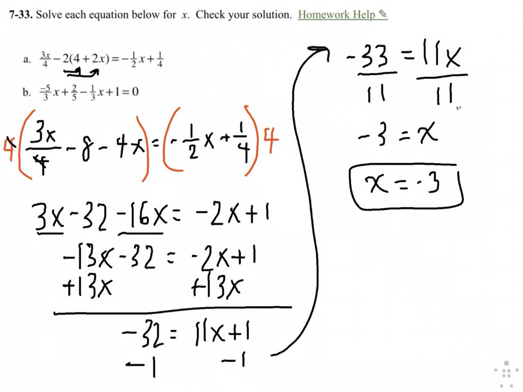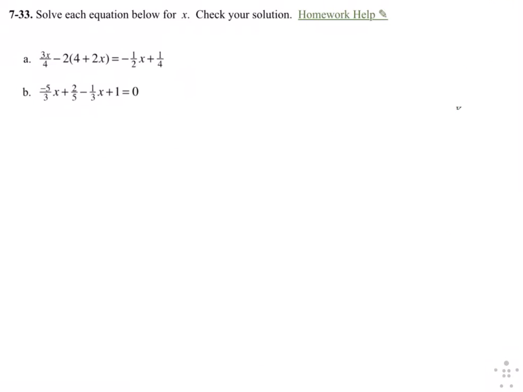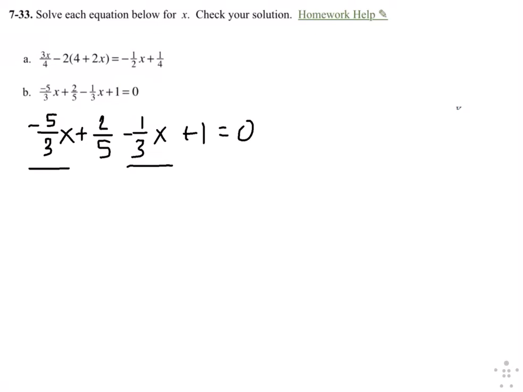so? Okay, so now we have B. Negative 5/3 x plus 2/5 minus 1/3 x plus 1 equals 0. Now in this case, I have fractions that are the same. I have negative 5/3 and negative 1/3.